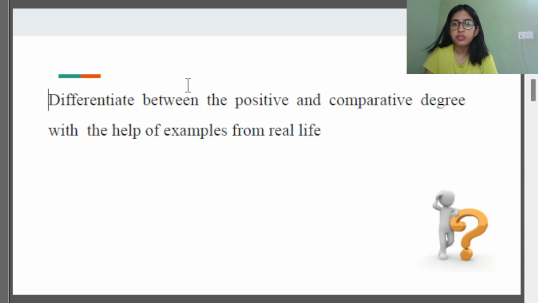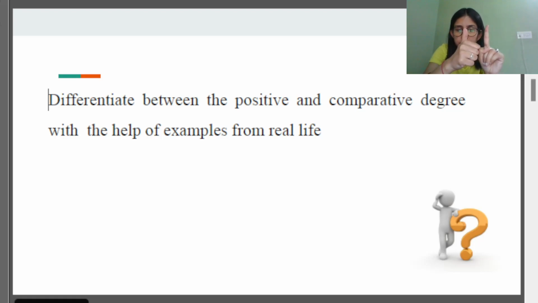Now you will differentiate between the positive and comparative degrees with the help of examples from real life. If I were to give you an example, the only example I could give just now is the finger and the thumb. If you have to compare my finger and my thumb, then how will we be comparing this? Are they of the same size first? So we can say that the finger is longer than the thumb, right? Or we can also say that the thumb is shorter than the finger, the index finger, right? So this is a good example to compare both things, the thumb and the index finger. It is longer and it is shorter.